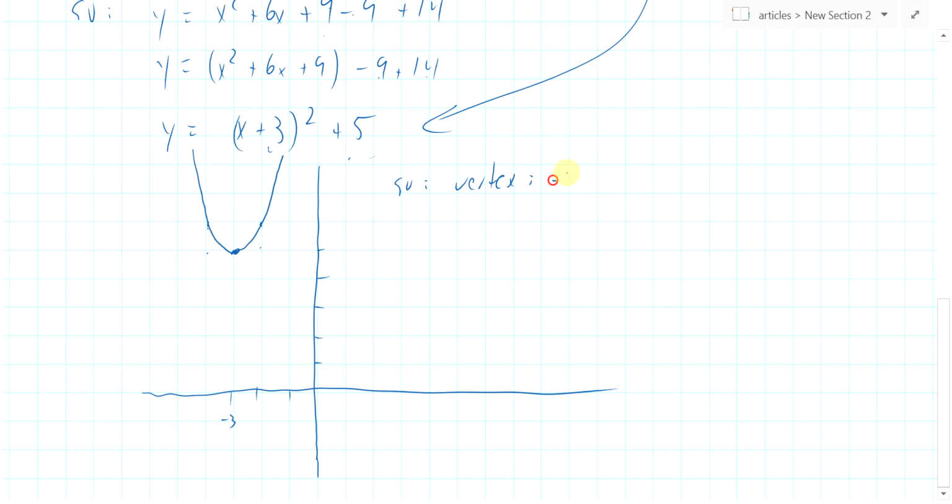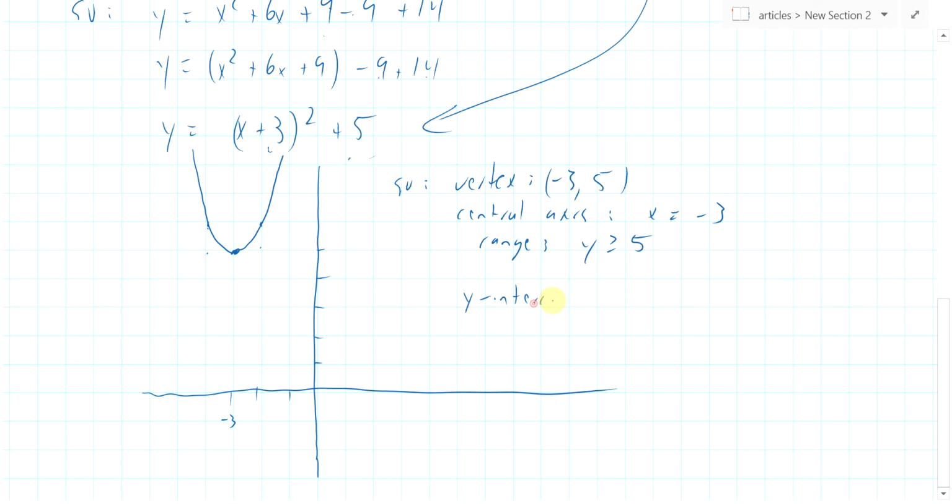So vertex minus 3, 5, central axis x equals minus 3, range, it's opening up, so the vertex is at the bottom of the range, so it's y greater than or equal to 5.